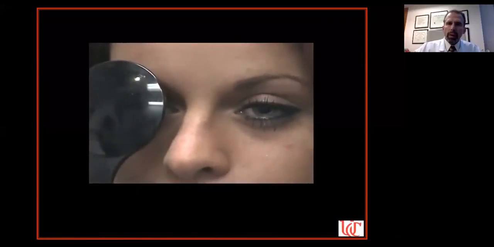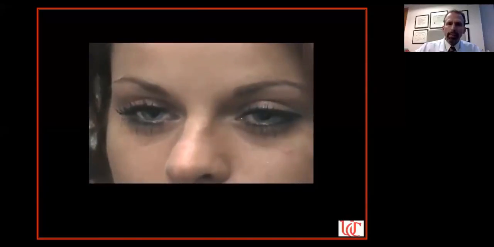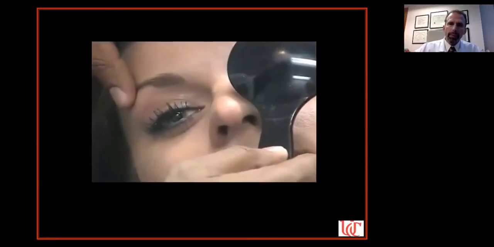Here's another patient with bilateral fourths. She's got no misalignment in primary. But watch what happens when we tilt her head in each direction. Right hyper in right head tilt.